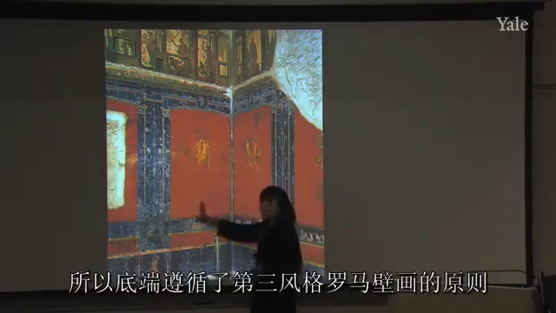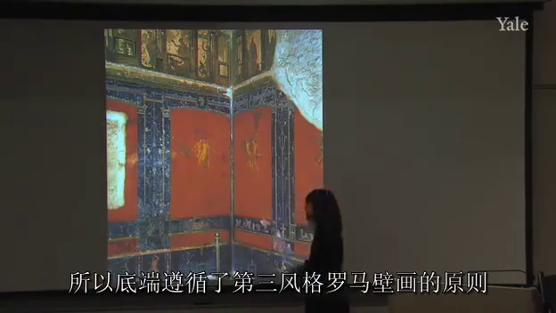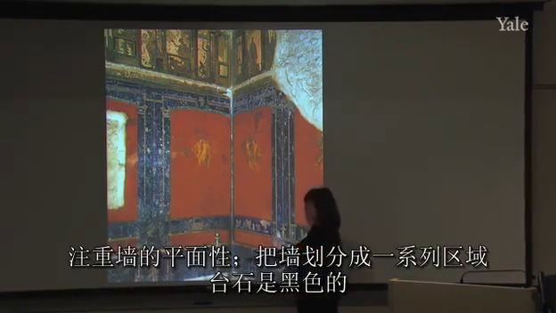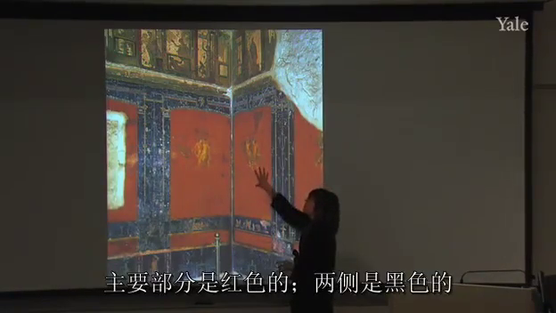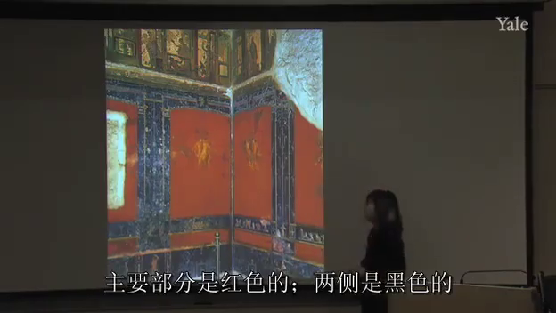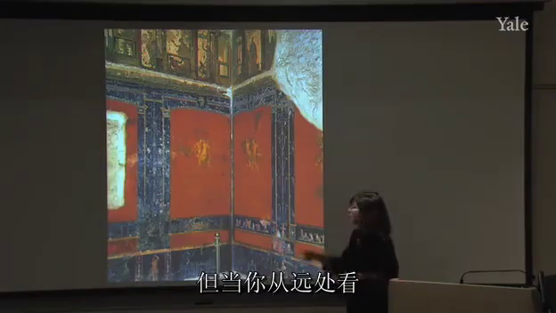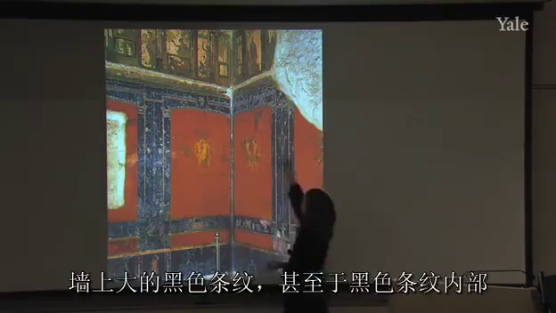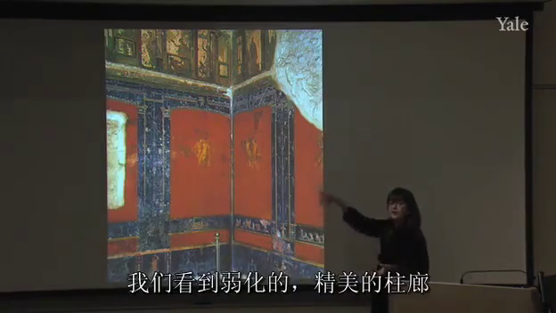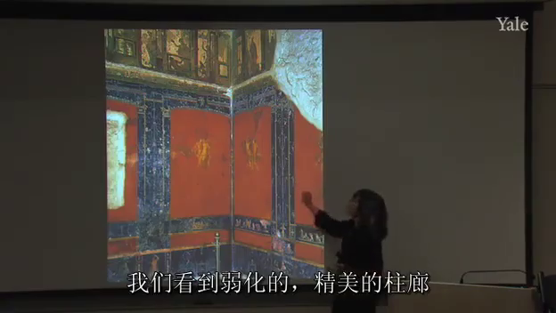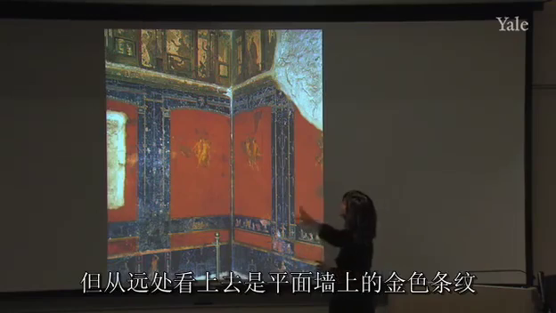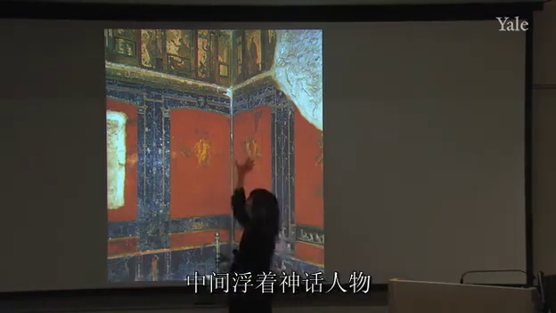So in the bottom, again, very much adhering to the tenets of third style Roman wall painting, respecting the flatness of the wall, dividing the wall into a series of zones. A socle that's black, a main section that's red, sort of wings on either side that are also black, but as you look at this wall from a distance, those black elements look like stripes, large black stripes on the wall, and even within those black stripes we see these very attenuated, delicate colonnettes. Close up you can see that they're colonnettes, but from a distance, again, they look like gold stripes on a flat wall.